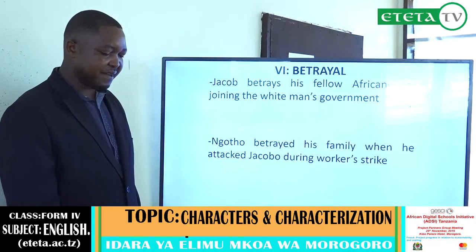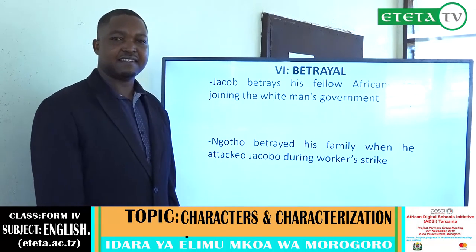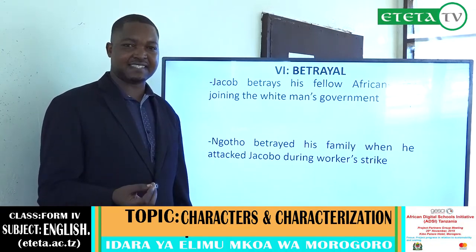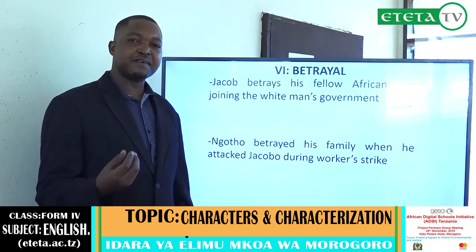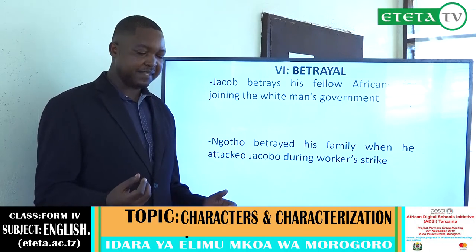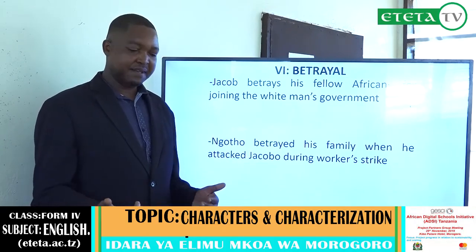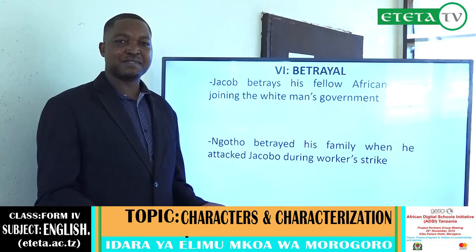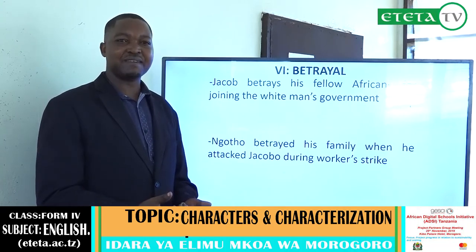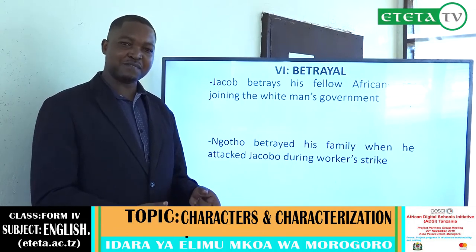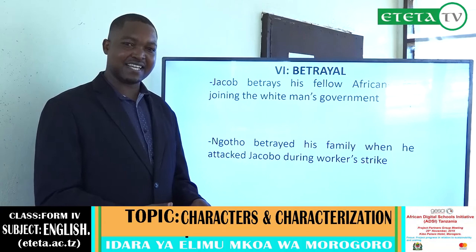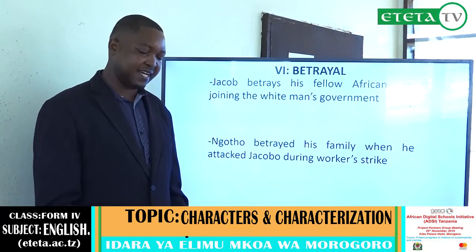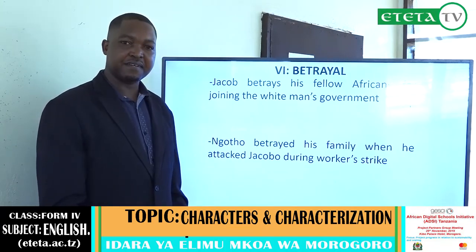Ngoko also betrayed his family when he attacked Jacob during the workers' strike. That was a betrayal. Mr. Horrocks trusted Ngoko. He even shared secrets and involved him in his plans, saying, I plan to do this, I plan to do this. But at the end of the day, Ngoko participated in the workers' strike. So Mr. Horrocks remained speechless. He didn't believe that Ngoko, a close friend he trusted, would participate in the workers' strike. So that was another betrayal indicated in the novel Weep Not Child.